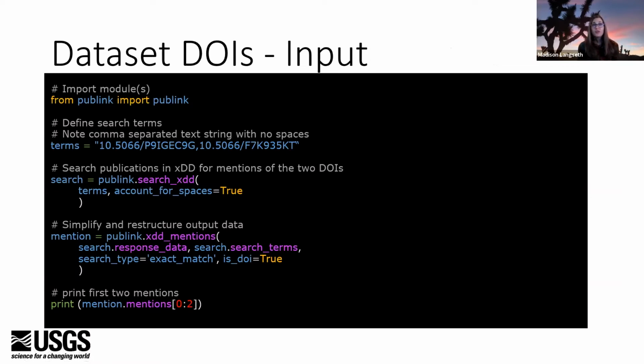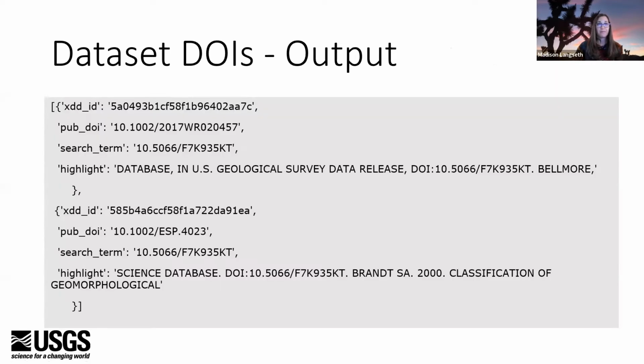So searching for full DOIs is essentially the same as the dataset title search, except you set is DOI, that's down here, is DOI equal to true, which helps with properly formatting the DOI. And the results look the same as well.